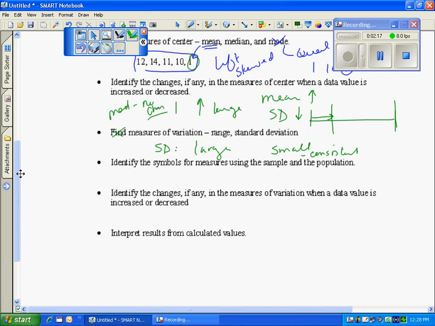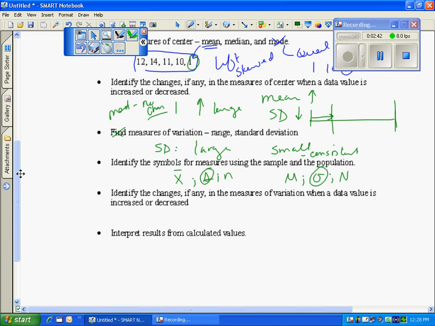So again, large means it's very spread out. Identify the symbols. So again, you need to understand X bar, S versus mu and sigma, lowercase n versus capital N. Again, n is sample size of population versus the sample, how many are in there. Sigma is standard deviation. This is sigma, standard deviation of the population versus standard deviation of the sample.